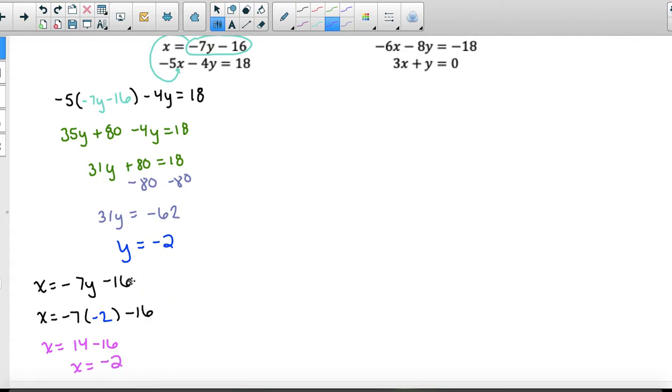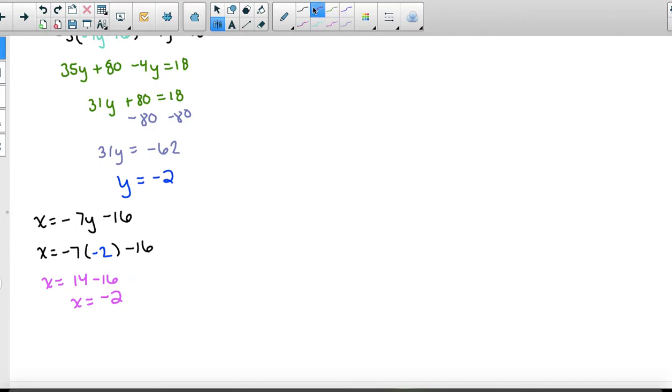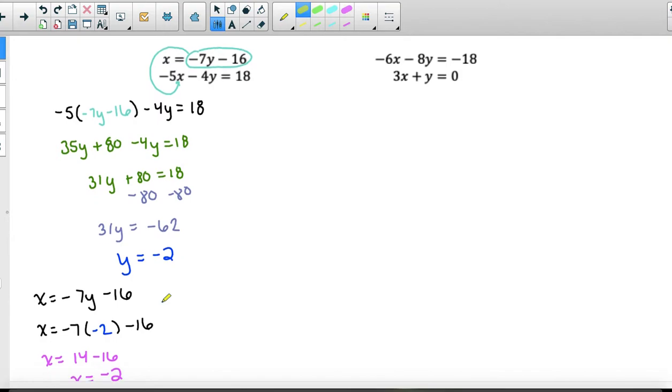The x value is -2 and the y value is -2. So our solution is x of -2, comma, y of -2. This was the x, this was the y. This problem had the x already solved for, so it was a little bit easier because there was one less step of math. We took that entire expression that was equal to x and plugged it into the other x, because this expression is equal to x.